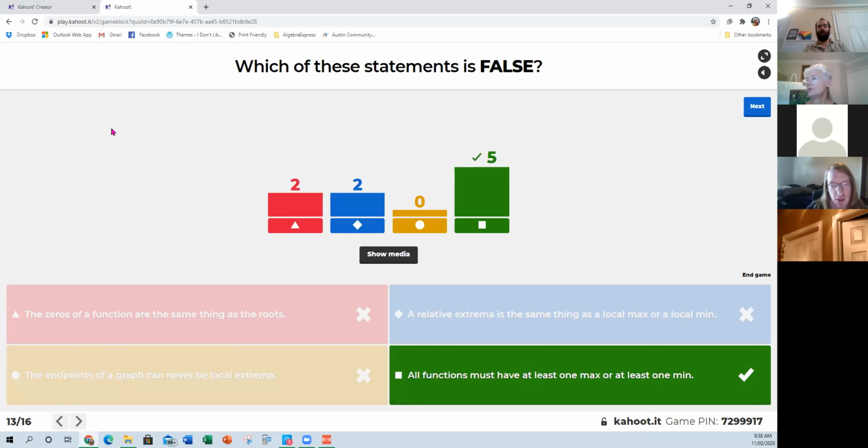Okay, so most of y'all got it. That's awesome. The zeros of a function are the same thing as the roots. So when we talk about the roots, we're talking about the zeros.